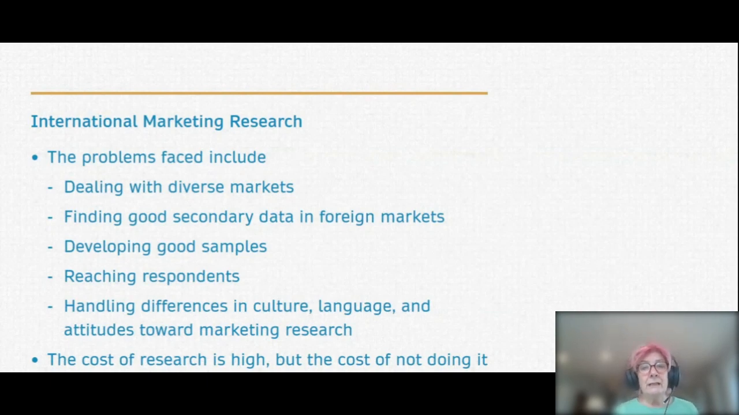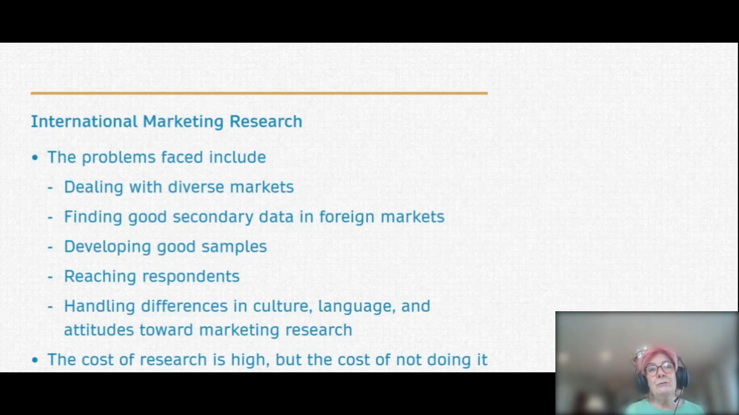Sometimes it can be difficult to find good secondary data in some foreign markets. In very developed countries like the UK and Europe, it's relatively easy. We can find Mintel reports about almost every market. If you try to do that in a developing nation, it can be more difficult. Developing good samples, in other words, choosing the right people to ask questions of in your research, can be difficult on the international stage because we naturally don't necessarily understand some of those international markets in the way that we might understand our own domestic market.